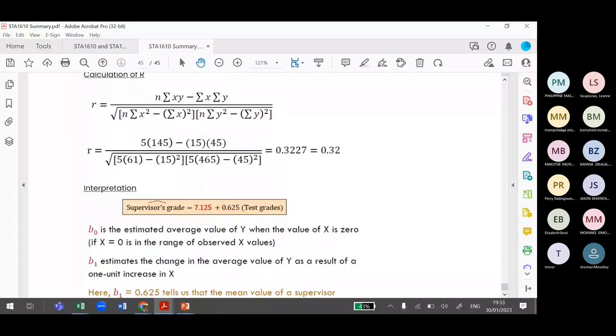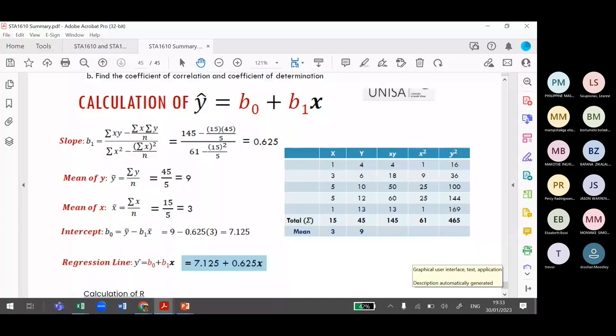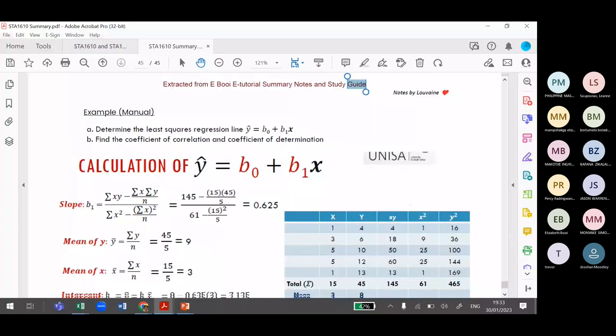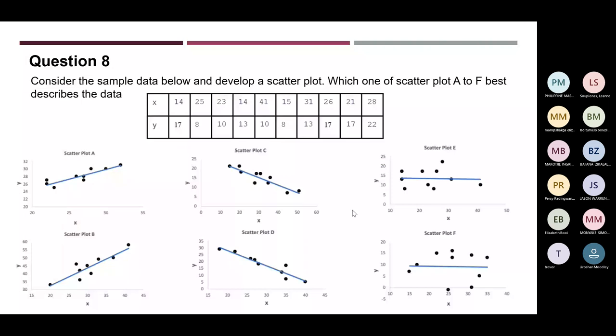Oh, that's the other thing. You can also use your calculator to calculate the regression line, to calculate the slope, to calculate the coefficient of correlation, the coefficient of determination. But this is one of the documents that also summarizes everything that we did. You will see that most of these notes are the same as those in the PowerPoint slides. Okay, so let's look at more questions, unless there is a question. Okay, if there are no questions.